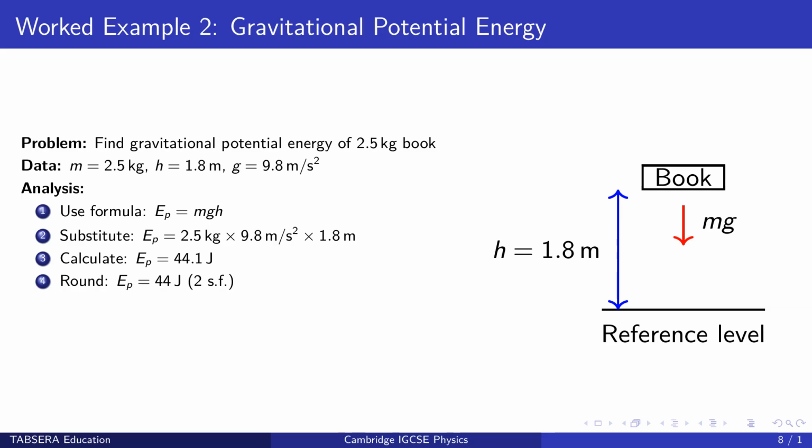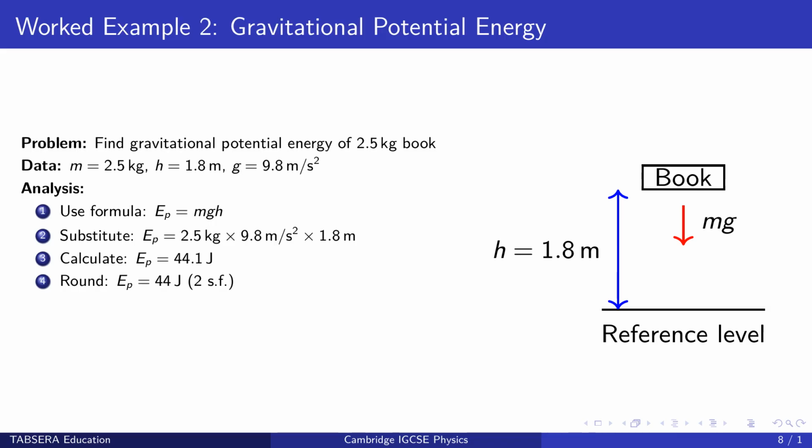First, use the formula. We apply Ep equals mgh, which gives gravitational potential energy. Second, substitute values. We write Ep equals 2.5 kilograms times 9.8 meters per second squared times 1.8 meters. Third, calculate step by step.